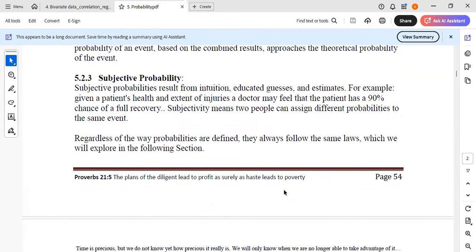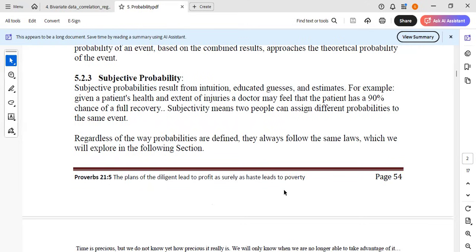So what happens in subjective is that the probabilities result from intuition, guesses, educated guesses, or just estimates. So for example, given a patient's health and extent of injuries, a doctor may feel that the patient has a 90% chance of full recovery. So we are just saying it is an intuition or an educated guess.